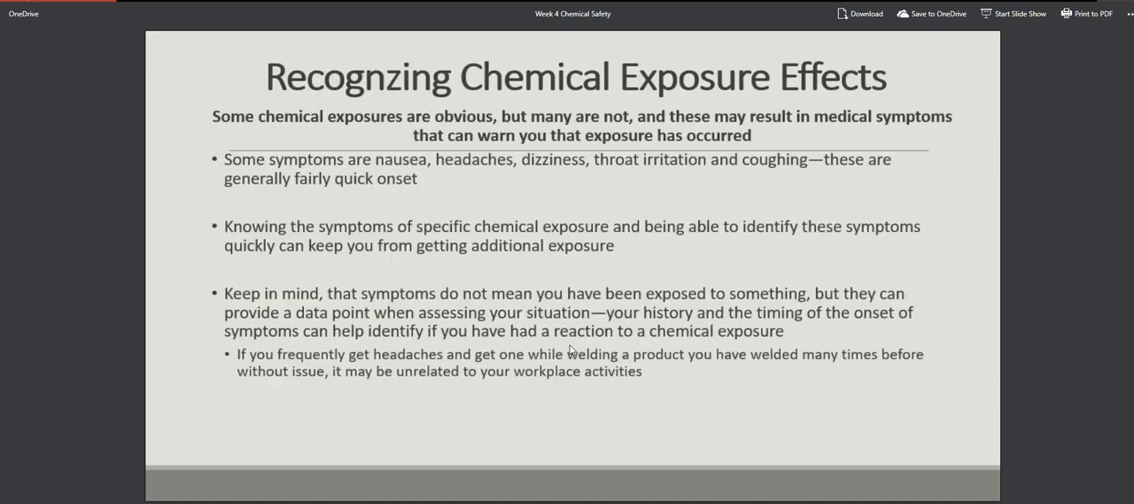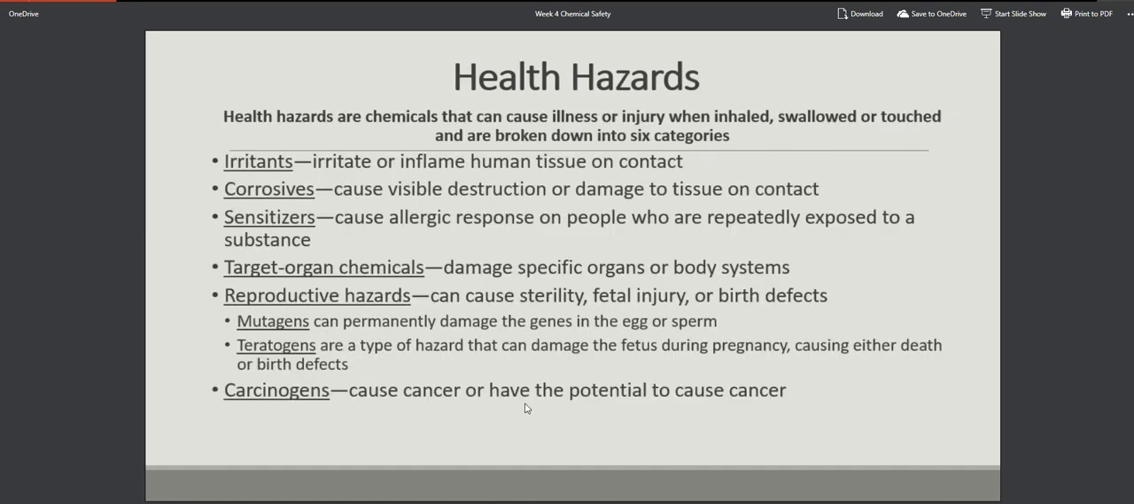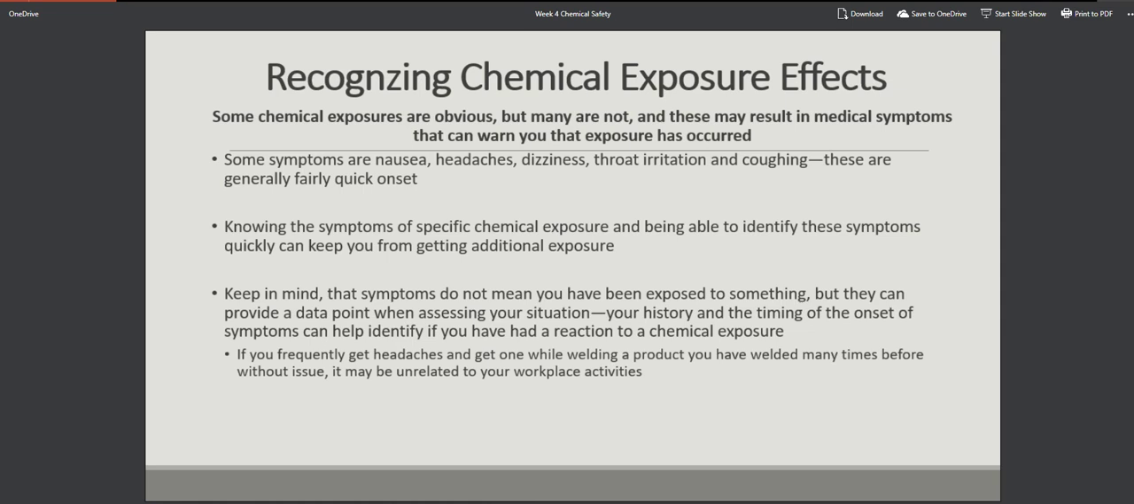All right. Let's recognize chemical exposure effects. Here we talked about the health hazards. Now we're moving on to the chemical exposure, right? Some chemical exposures are obvious, but many are not, and these may result in medical symptoms that can warn you that exposure has occurred. Some symptoms are nausea, headache, dizziness, throat irritation, and coughing. These are generally fairly quick in onset.